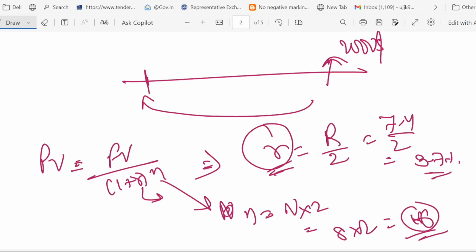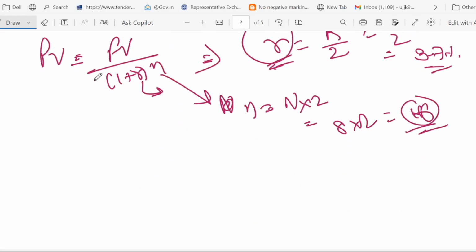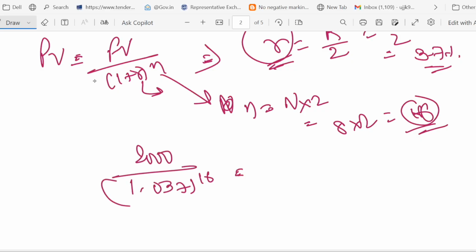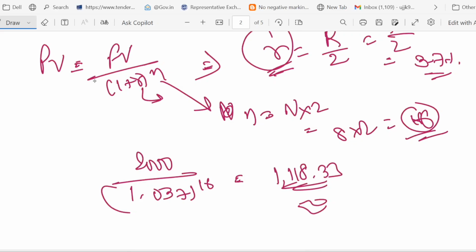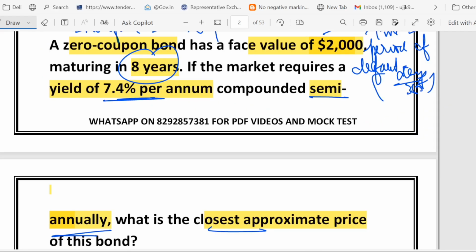Now let's discount the future value of $2,000 to present terms. So what will the number look like? Look at it here. 2000 divided by 1.037 to the power 16. If you calculate it using the calculator, the closest option you will get is 1118.33, which is near about 1118.33. Is it clear? Right. So that is how we find the closest approximate price of a bond.